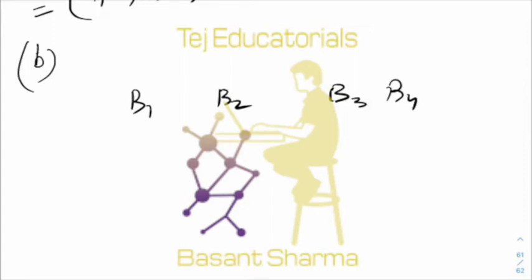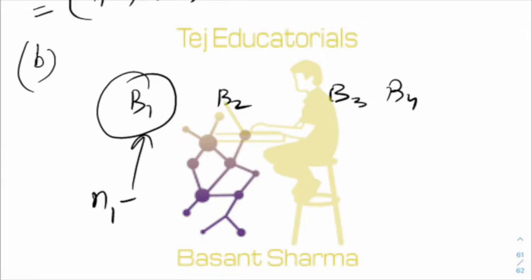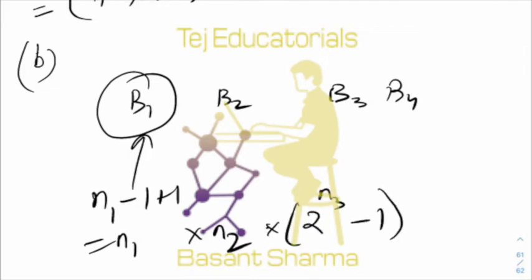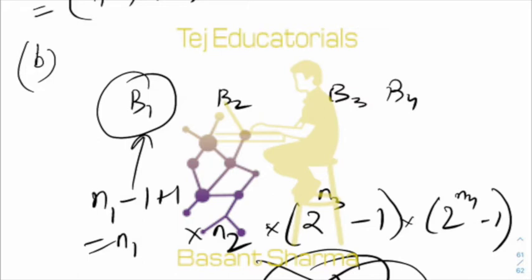If I consider the B1 box, what is the number of ways of selecting at least one object from this? That is nothing but n1 minus r equal to 1 plus 1, which is n1. Similarly, this is n2, and similarly, this is 2 to the power n3 minus 1 into 2 to the power n4 minus 1. Now don't subtract 1, because we have already considered all the cases where at least one object is selected from each box.